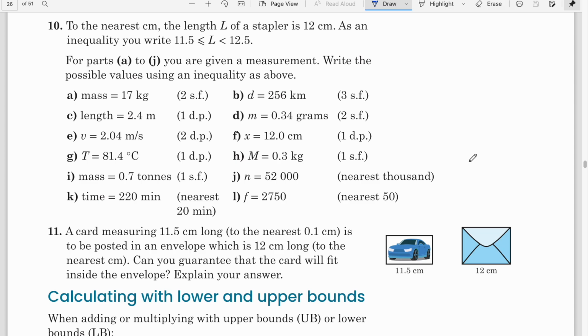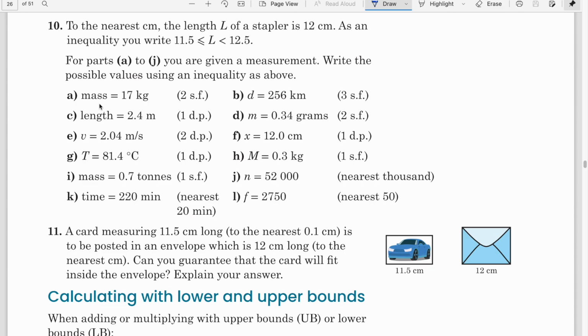Number 10. To the nearest centimeter, the length L of a stapler is 12 centimeters. As an inequality, you write 11.5 and 12.5. Be careful with these signs. The lower end always has the sign of less than or equal to, and the upper end has the sign of only less than. For part A to J, you are given the measurements. Write the possible values using the inequality.